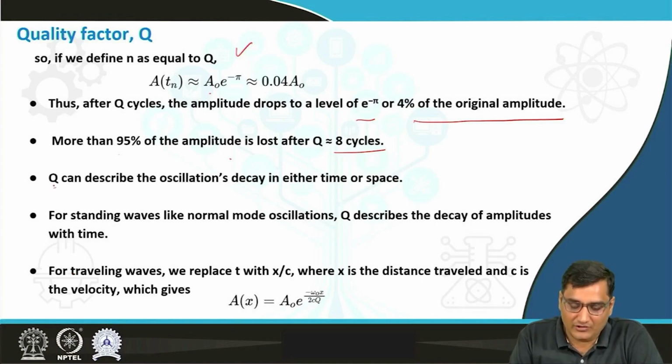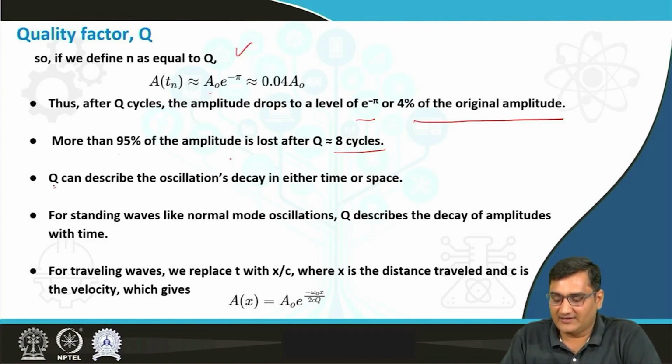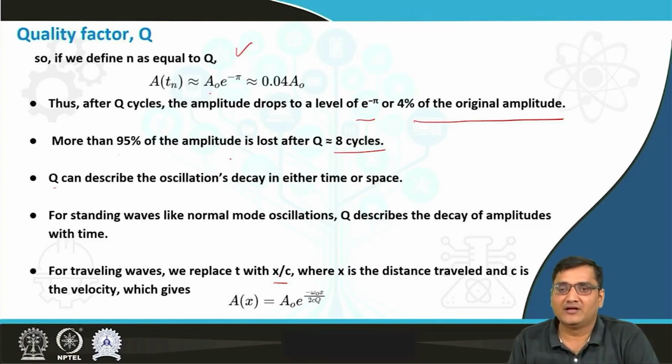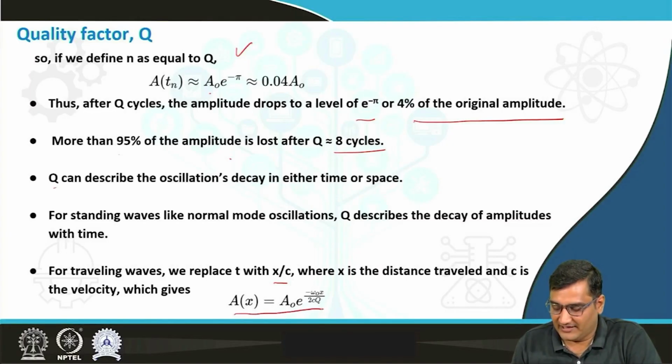Q can describe the oscillation decay in either space or time. For standing waves like normal mode oscillations, Q describes the decay of the amplitude with time. For a traveling wave, we replace t with x by c, which represents the amplitude variation with the position x or the distance. That can be written something like this: A as a function of distance is equal to A naught e to the power minus omega naught x by 2cQ.